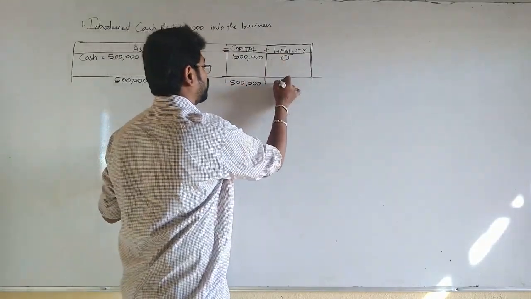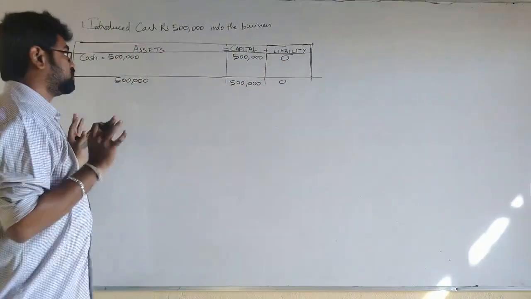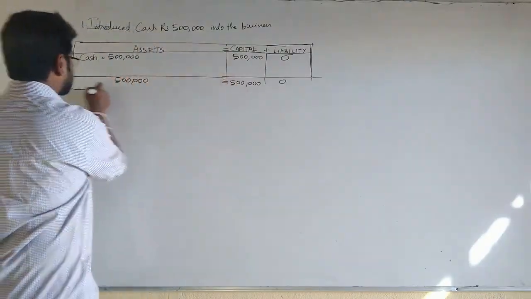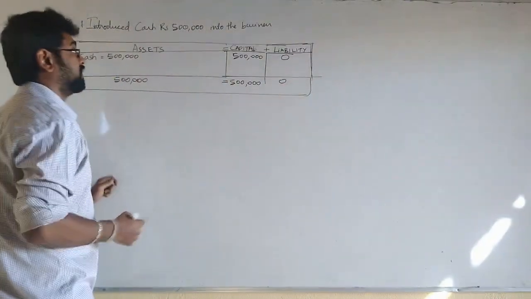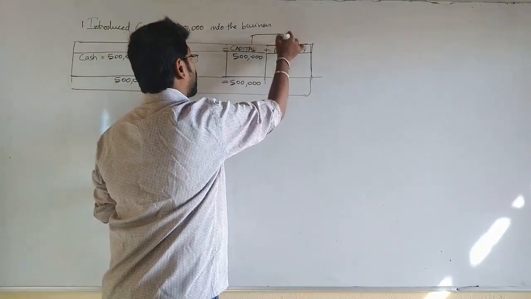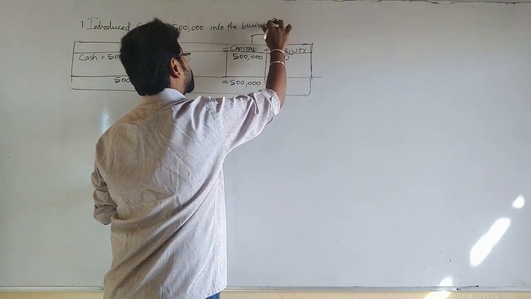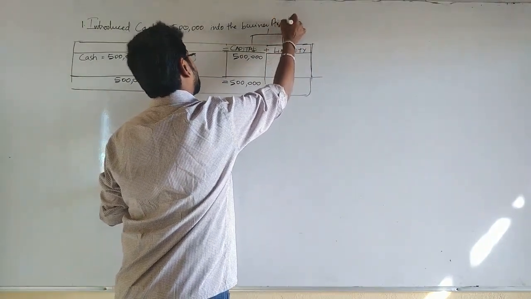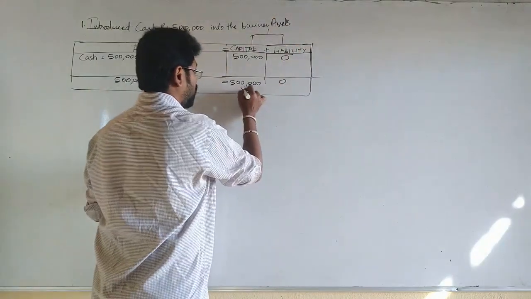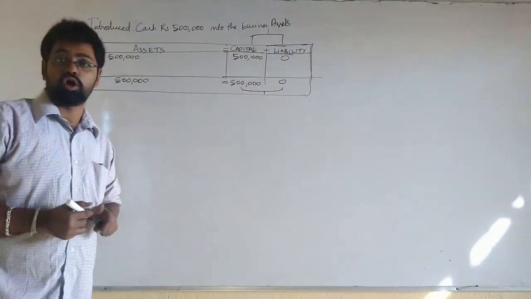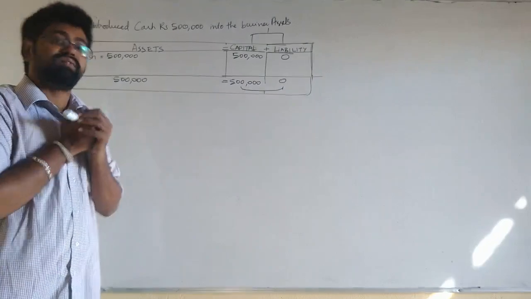What is the value of liability? It is equal to 0. So always remember, assets should always be equal to liabilities plus capital. If you add these two, you should get the assets. So now if you add both of these, you should get 5 lakhs. Will you get or not? Yes, obviously sir, we will get it.